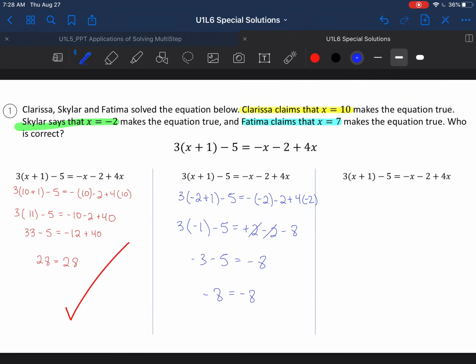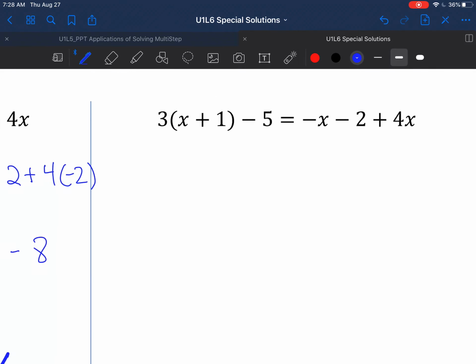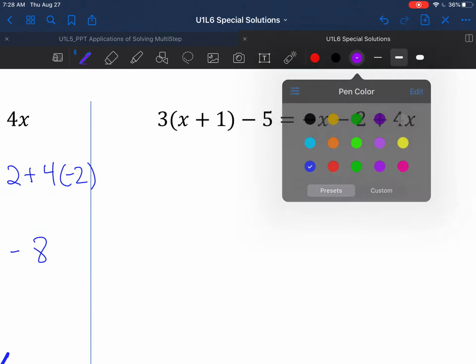Whoa. So, Skylar claims that x equals negative 2 is right, or makes the equation true, and she is also correct. So far, 10 is a solution and negative 2 is a solution. But Fatima claims that x equals 7 makes the equation true. So let's check Fatima then.